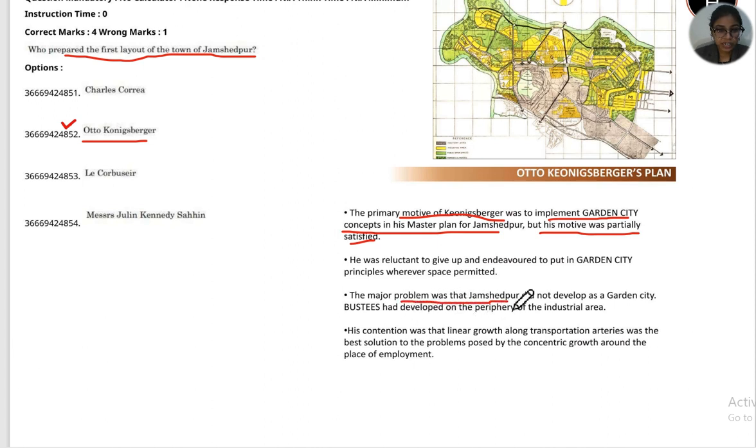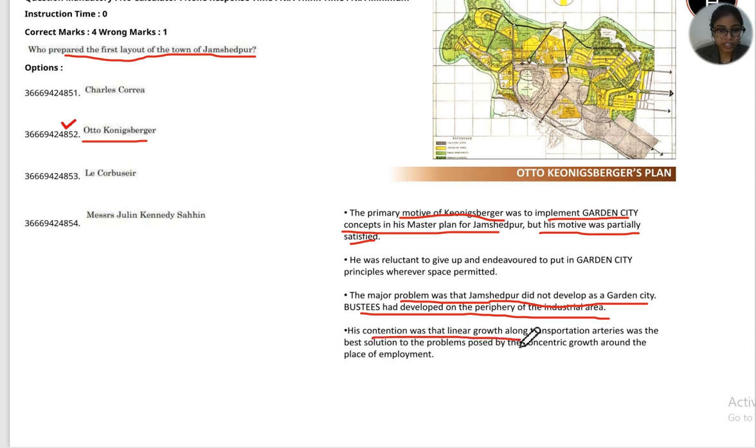The major problem was that Jamshedpur did not develop as a garden city. Bastis developed on the periphery of the industrial area. So his concept was to make it a garden city, but as it is an industrial town, many bastis, or slum-like conditions, developed in the periphery of the industrial area. Below every industrial area, you will see informal settlements like slums and bastis. So this kind of problem started happening, and due to this reason, the garden city concept could not get implemented in Jamshedpur.